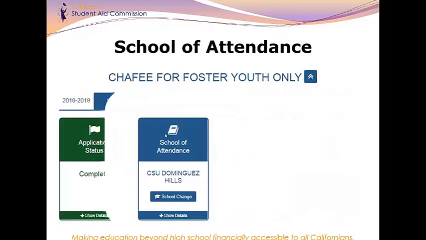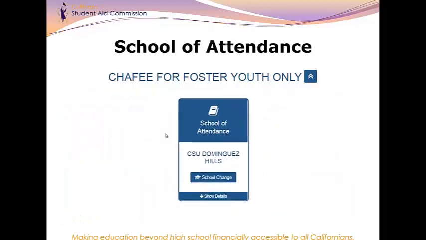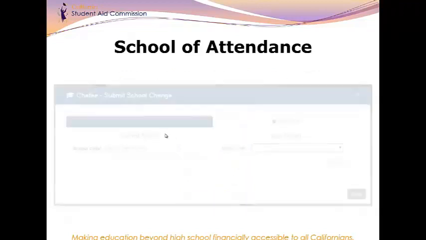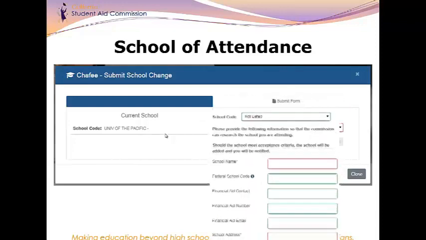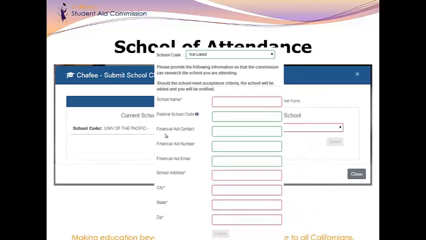The next card is for the School of Attendance. From this card, you can do a school change. By clicking on the School Change button, you'll be taken to the School Change. From a drop-down list, you can choose the new school. If your school is not listed, you'll see an option for Not Listed. By clicking on that, you'll be granted several fields that will open up where you can submit that information to us so that we may process it for future analysis.